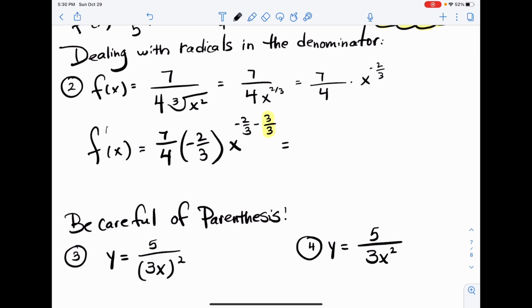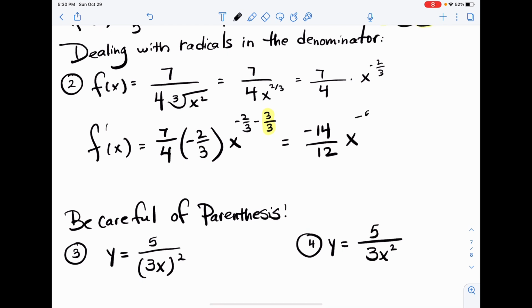So this gives me numerator times numerator, negative 14, denominator times denominator, over 12, x to that numerator minus numerator here, negative 5 over 3. Well, I know that 2 divides into 14 and 2 divides into 12 to give us negative 7 over 6, x to the negative 5 over 3. If I stipulated leave this with no radicals, no negative exponents, we could write this as negative 7 over 6, x to the 5 over 3.